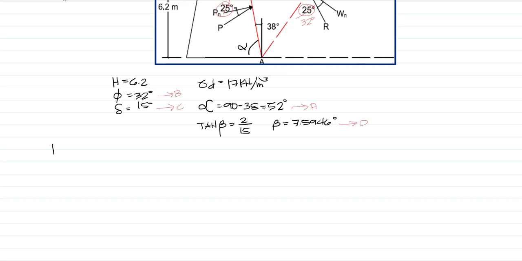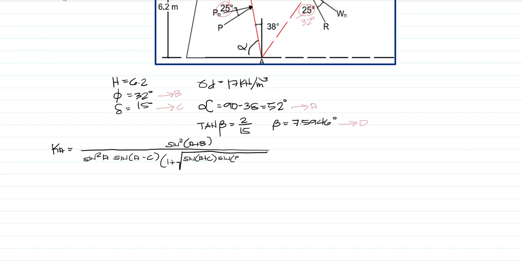So, for Ka, that is equal to sine squared of A plus B, divided by sine squared A times sine of A minus C times 1 plus the square root of sine of B plus C times sine of B minus D, divided by sine of A minus C times sine of A plus D. So, this will be squared.